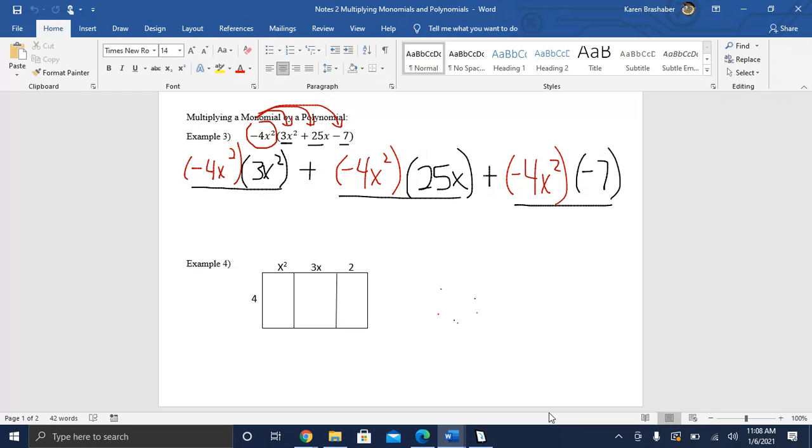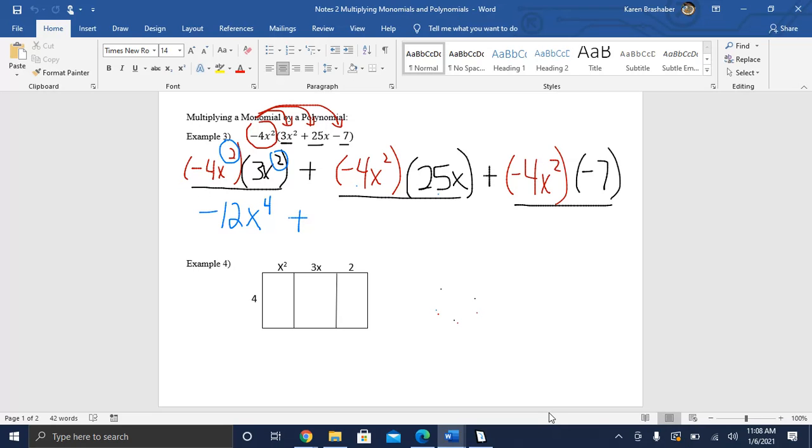So now we'll multiply. We have our coefficients, -4 and 3, that multiply together. That's -12. And then we'll keep our x and add our exponents to get x to the 4th. We'll add to that. Now we're going to do -4 times positive 25.